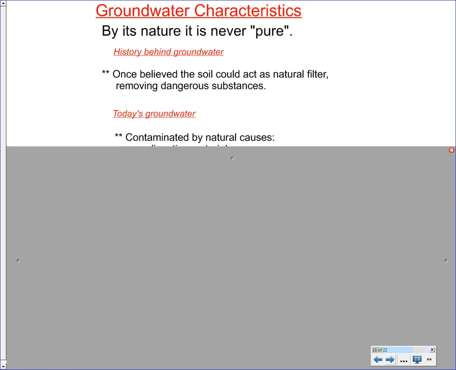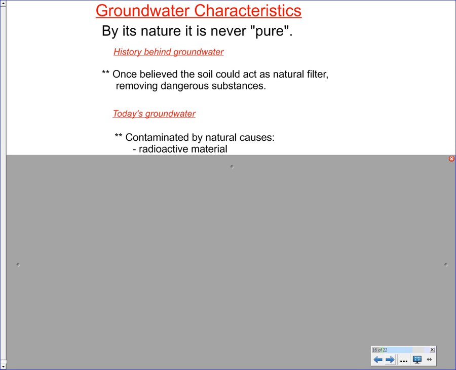In today's water, it's contaminated by natural causes. Some of the natural causes will be things like radioactive material. These are things that are just in the environment because of all the sophistication that we have.